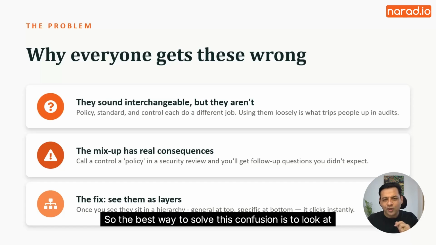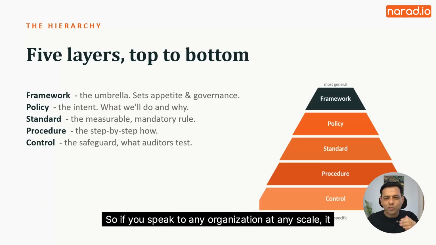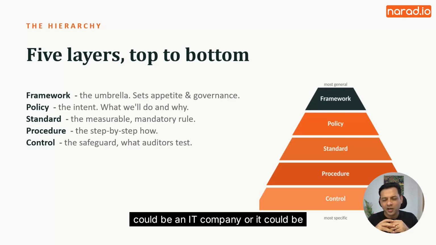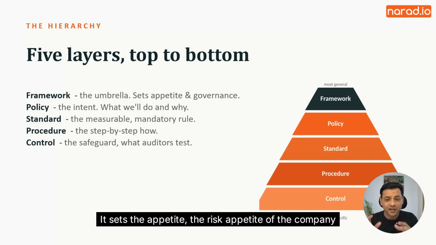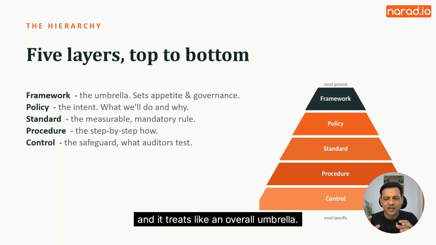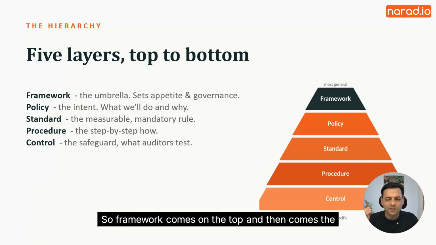So the best way to solve this confusion is to look at all these terms as layers. So here are the layers. If you speak to any organization of any scale, it could be an IT company or a hospitality company, at the top, that's the framework. Framework decides the overall governance of the organization. It sets the risk appetite of the company, and it acts like an overall umbrella. Okay. So framework comes on the top, and then comes the policy.